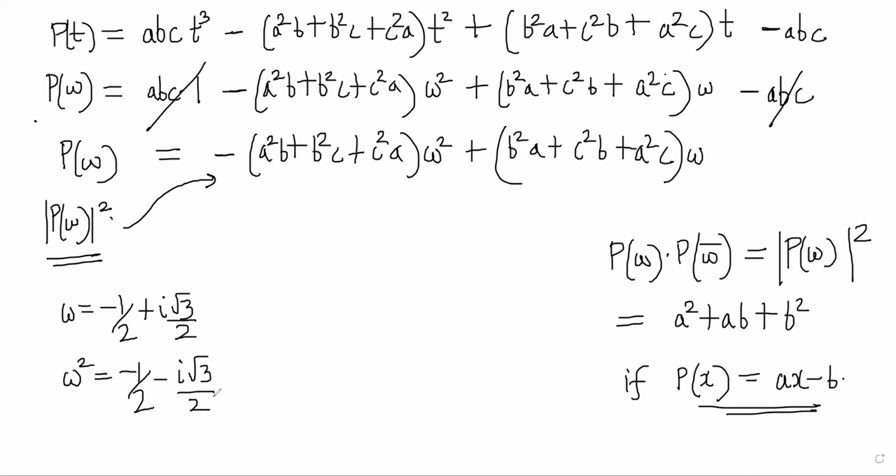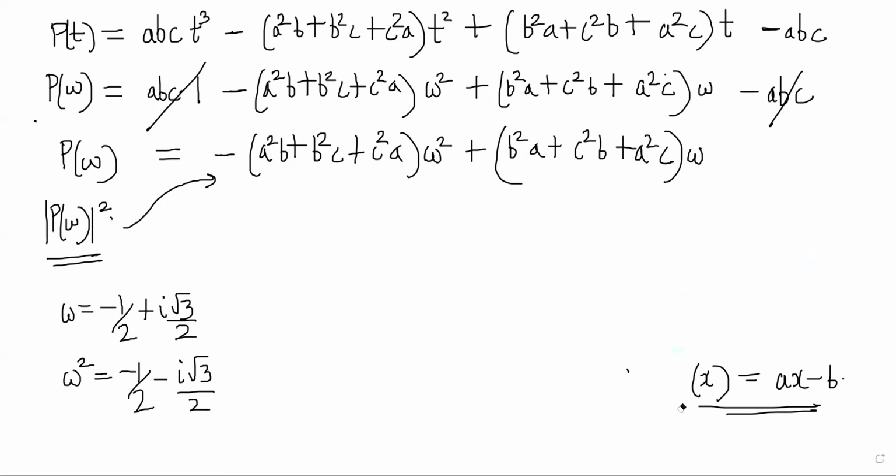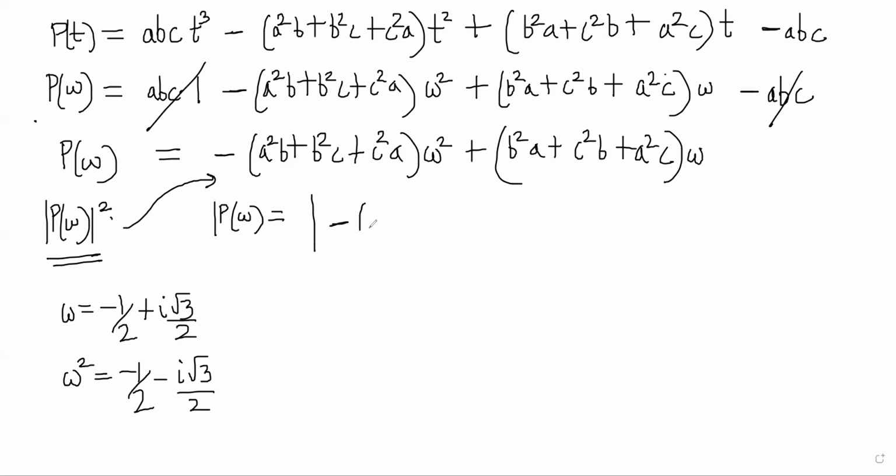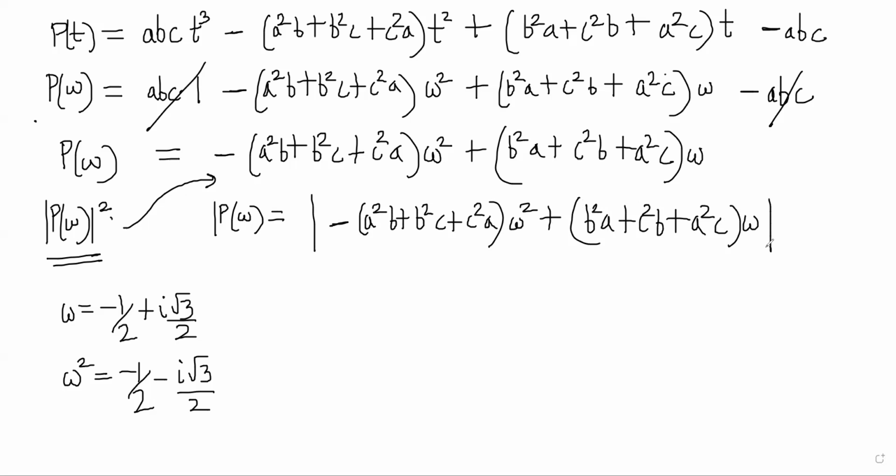What I can say is, I will not even put this value in, I think. I will just use some properties of cube roots of unity. What I will do is I have to find out mod of P of W. So I have to find a mod of this: a square b plus b square c plus c square a, w square, plus b square a plus c square b plus a square c, w. I can take a w common, mod w is 1.